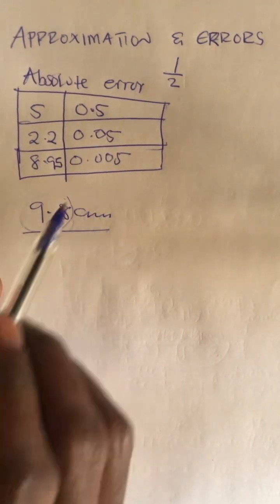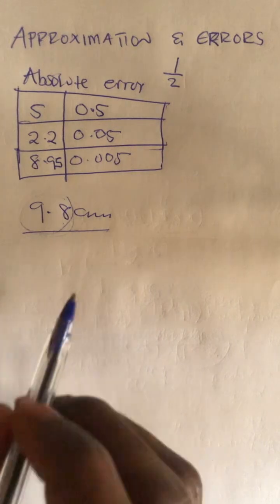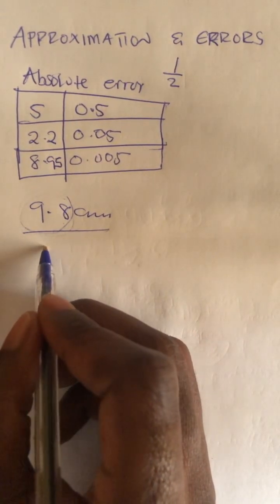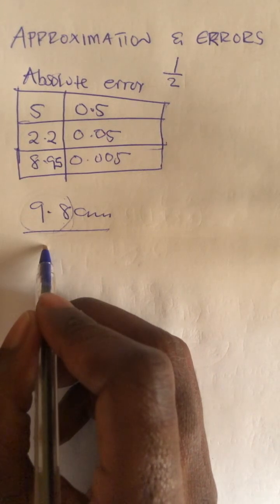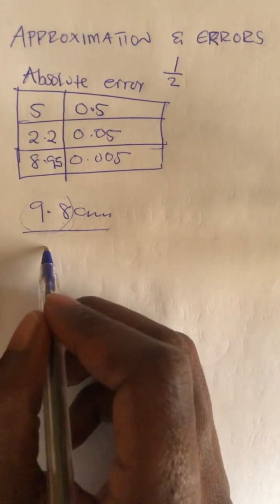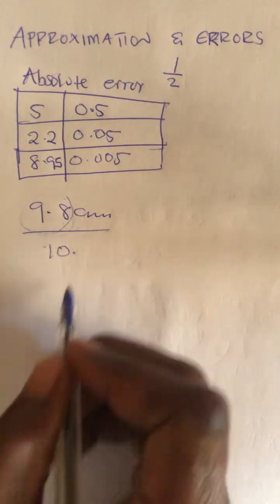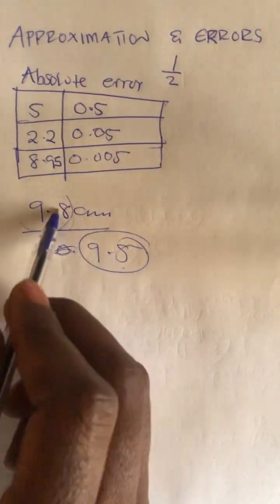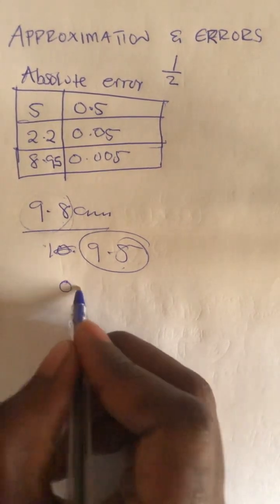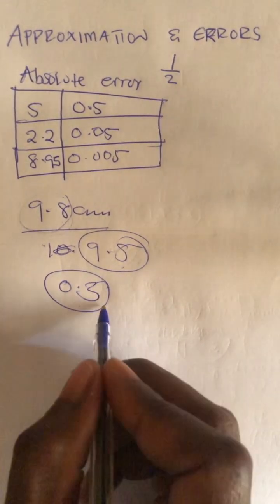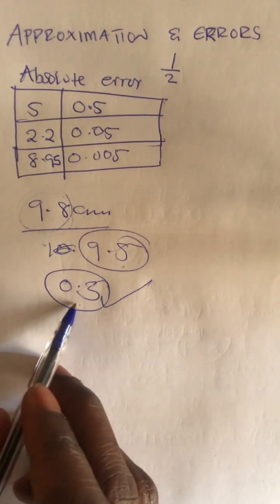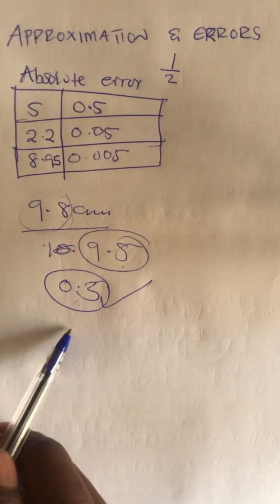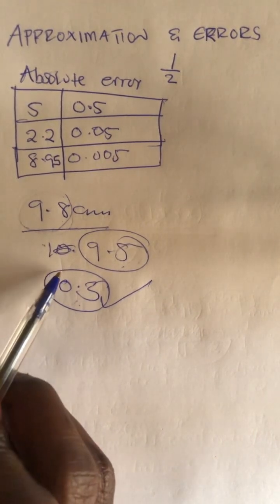If the actual measurement was given, for instance, we say the actual measurement for the tree was maybe 10, or maybe 9.5. If it was 9.5, we subtract the two, but you make sure that you get the positive answer, and your answer becomes 0.3. Then this is considered to be your absolute error if and only if the actual measurement is given and the measurement which you made is given.